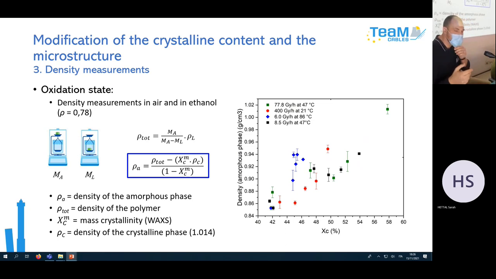The density measurements were another way to cross-check the different observations made by SAXS. The setup is really easy. You measure the sample in air, then in a liquid for which you know the density, and then you can extract, through different formulas that I've written on this slide, different things, including the density of the amorphous phase, which is really interesting. What we observe as a function of aging time is that the density of the amorphous phase increases, as we already guessed with the SAXS measurements. So oxidation is really interesting when we want to cross-check with different techniques, because we can really see this evolution as a function of time.